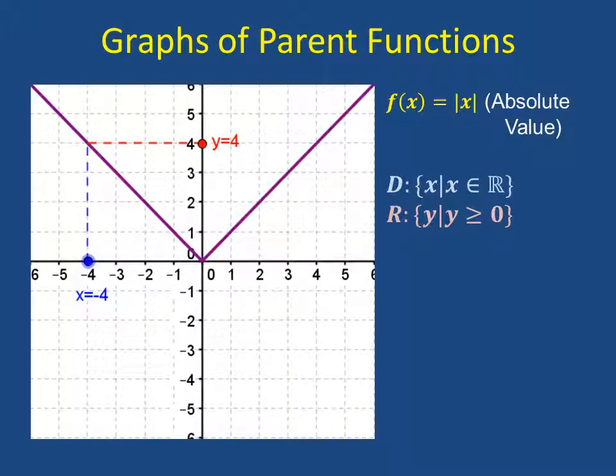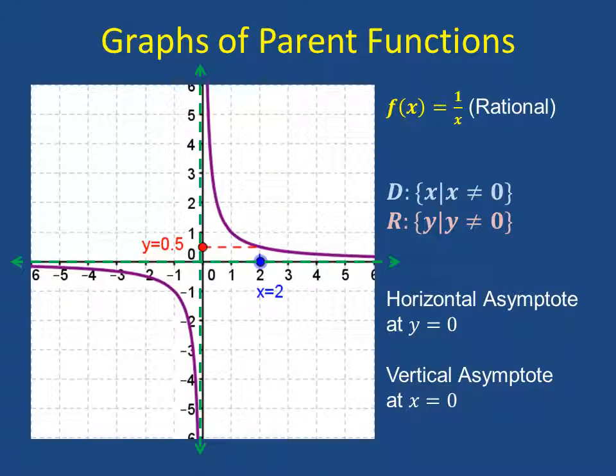The absolute value function, its job is to give us back the positive value of whatever number we give to it. So if we give it x equals positive 3, we should get back y equals positive 3. If we give it x equals 0, it gives us back y equals 0. And as you see on the screen, if we give it x equals negative 4, we get back y equals positive 4. Its domain is all real numbers, and its range is positive numbers and 0 only.